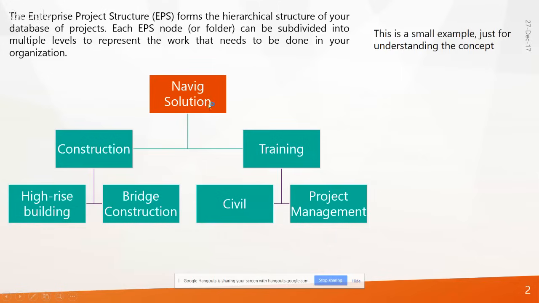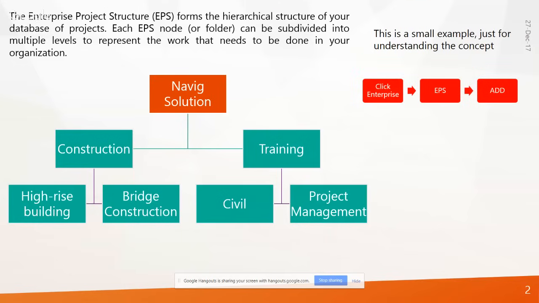Here I have come up with an example. Navic Solution is a company which has business in construction and training. Under construction, they do business in high-rise building, and they do business in bridge construction. Under training, they do civil and project management. So this is what we call EPS, Enterprise Project Structure.